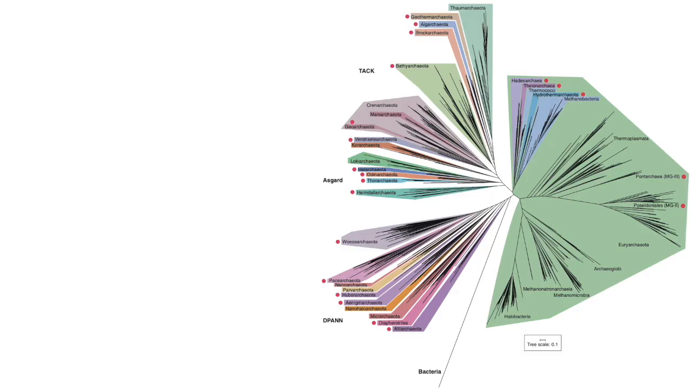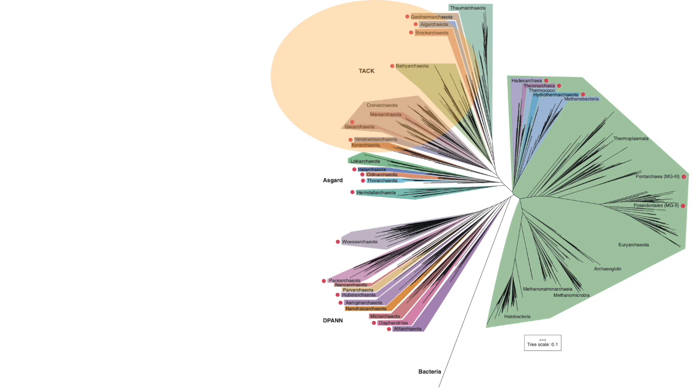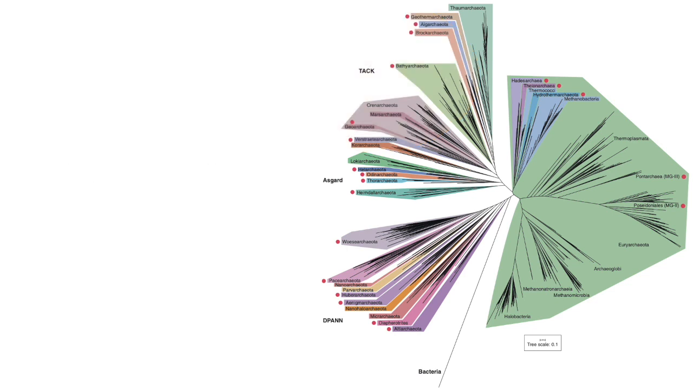Another major group in Archaea is the TACK superphylum. Members of TACK are readily cultivated and are therefore extensively studied. Crenarchaeota are among the first Archaeans that have been cultured and studied, whereas some Thaumarchaeota, which are known to be ammonia-oxidizing members of the TACK superphylum, are known to be the most numerically abundant Archaea on Earth.